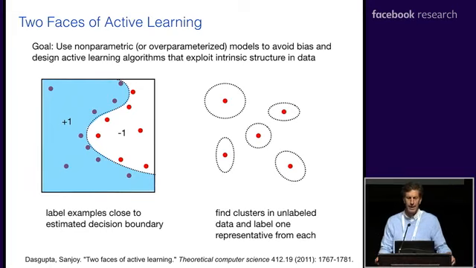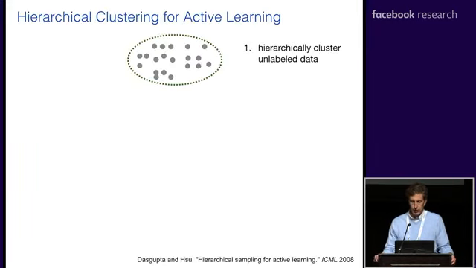And so our goal in what I'll talk about now is to think about how we could use non-parametric or also over-parameterized models to avoid bias and design active learning algorithms that exploit intrinsic structure in the data, like what I'm showing you here. So I'm going to first just talk about two motivational papers that I really like.